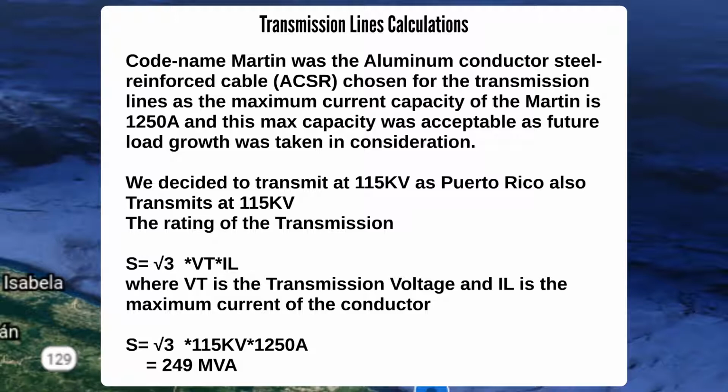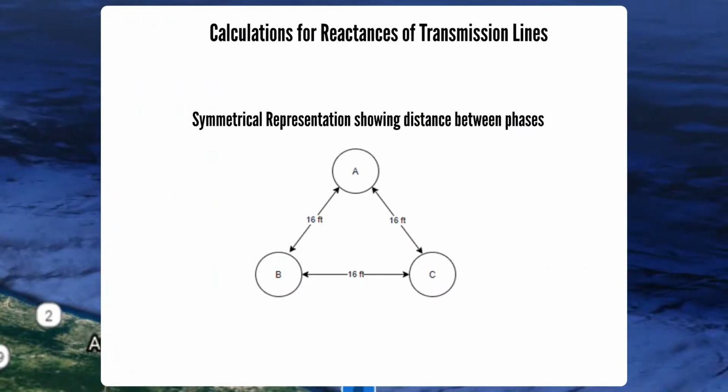This rating is important as it helps us to monitor the amount of current that is flowing through this transmission line at any one point, as it creates an operational range for the transmission line. This diagram represents a 3-phase representation of the transmission line we are going to use, where each phase is 16 feet apart.